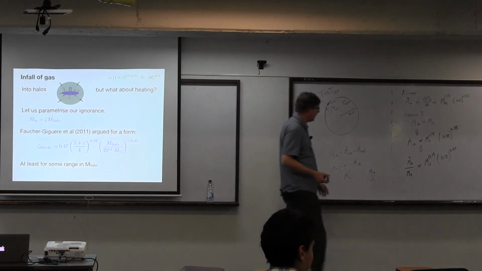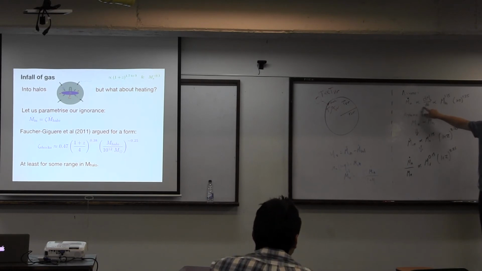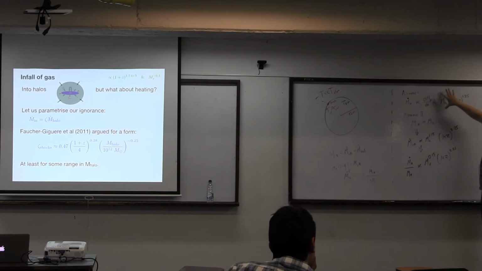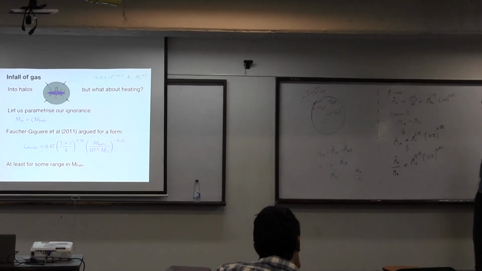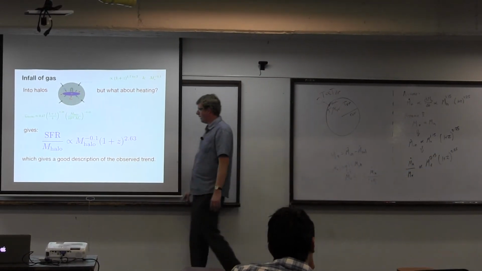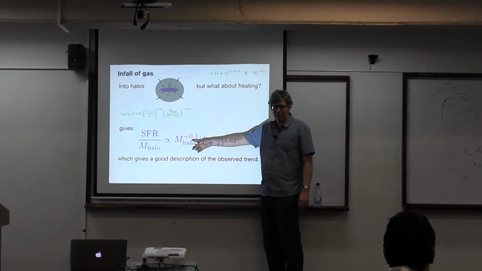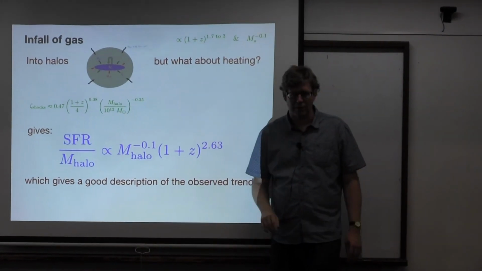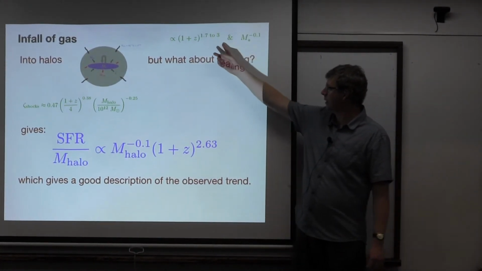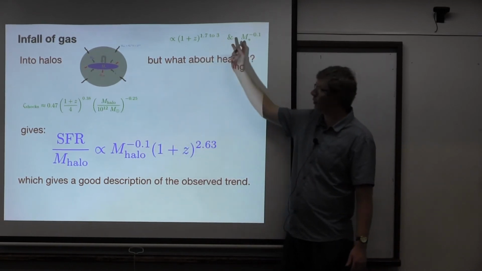Now you can, and so that means that this will modify this assumption. Because this is still the accretion onto halos, but that's not what gets into the galaxy. What gets into the galaxy is this times this psi factor there. And if I put that in, I now get star formation rate of a halo mass, because it's halo mass to the minus 0.1, and redshift 2.63. And that is actually, if the halo mass and stellar mass are proportional, in very good agreement with the observations.